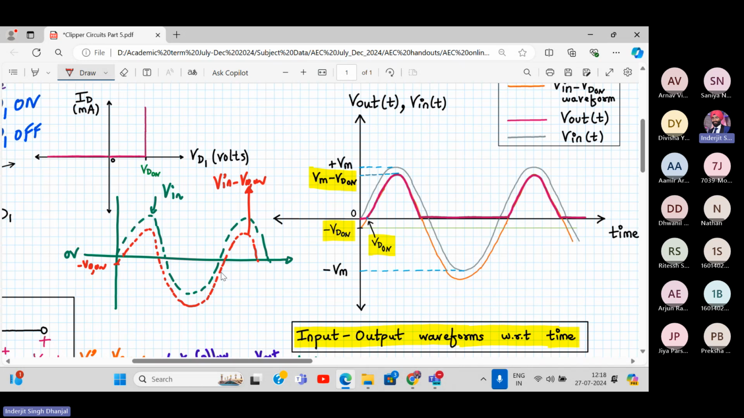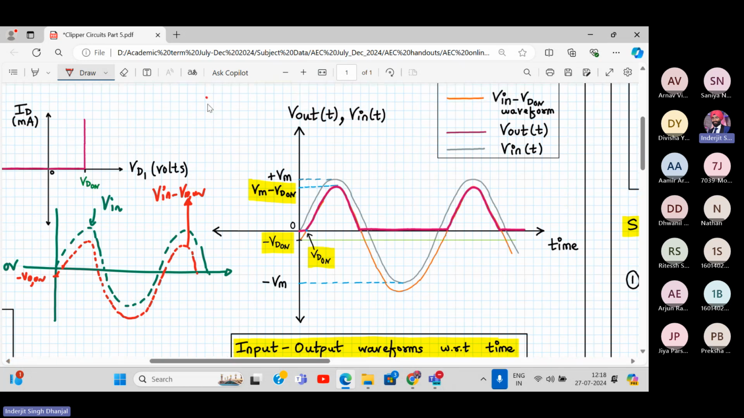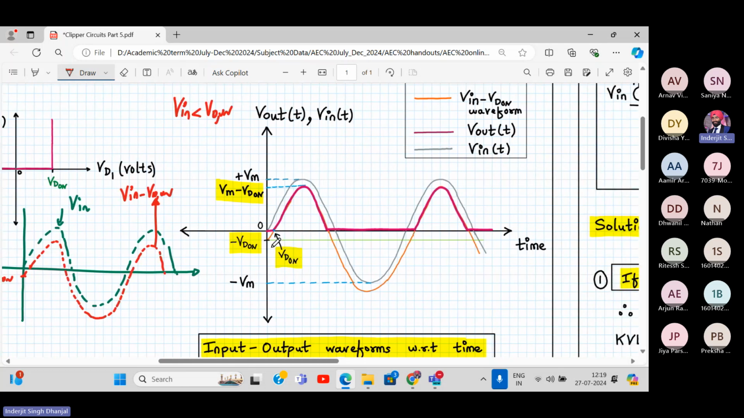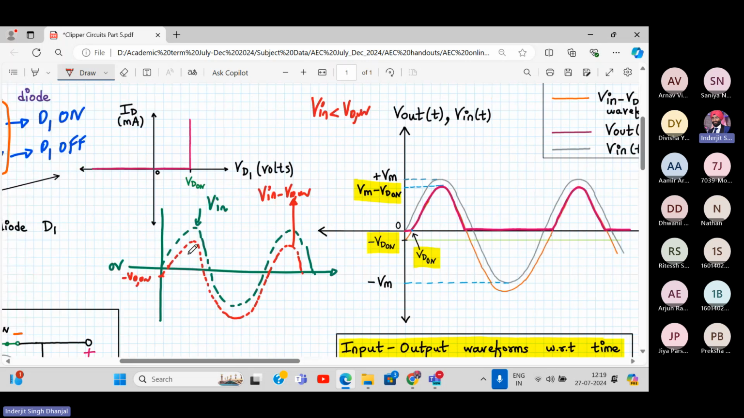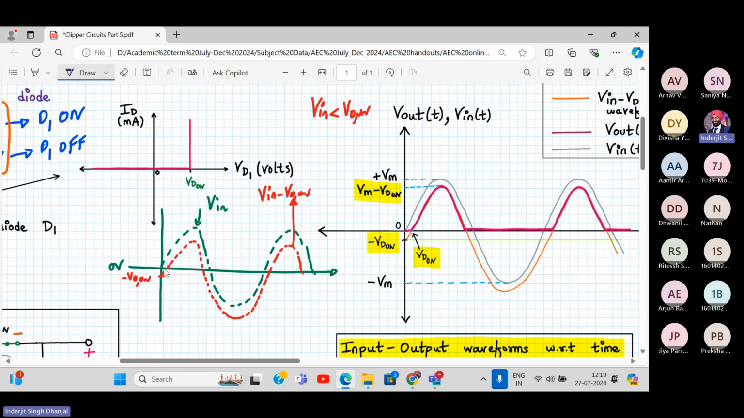So here, if my input is less than VD on, my output will be zero, straight away zero. So I have to plot this as the output. The red one is my reference. I am using blue color now to plot the waveform. So this is the level now. Okay, so this is the clipping level, VD on.